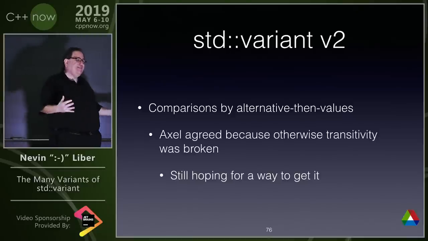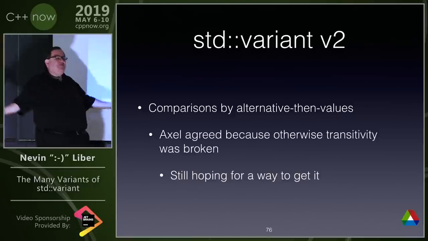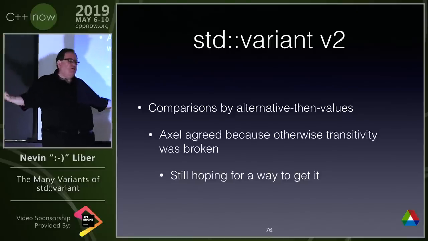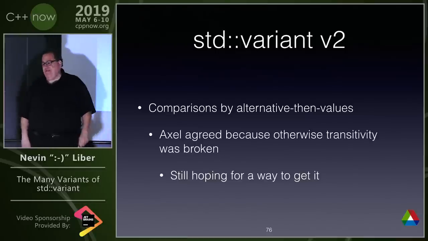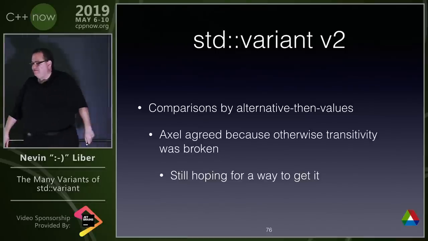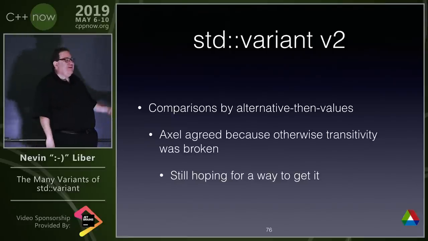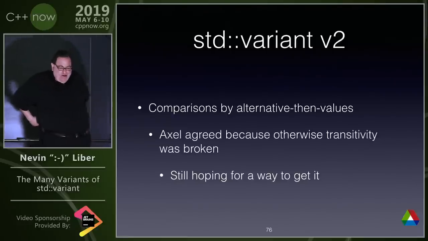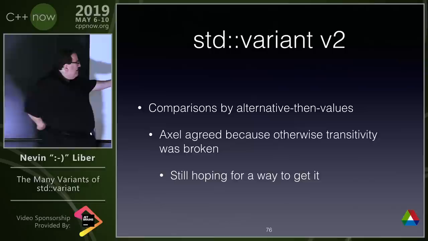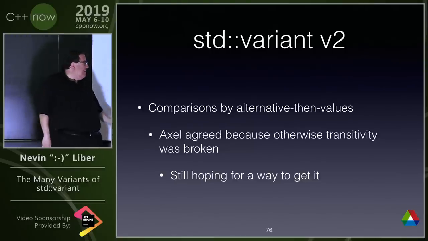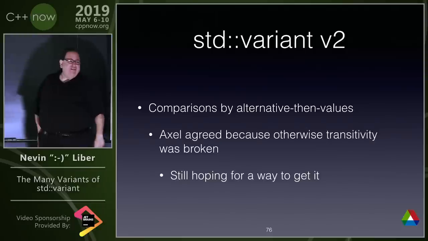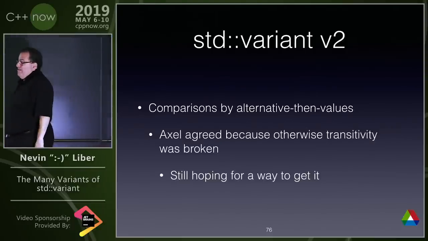And remember, we need consensus. So we need at least two-thirds, we want an even stronger majority of people to agree with the design, or it's not going to go in the standard. He then grudgingly gave in to constructing comparisons by alternates of values, though, because of transitivity. He really liked to find some way to do it, but yeah, he's very reasonable.